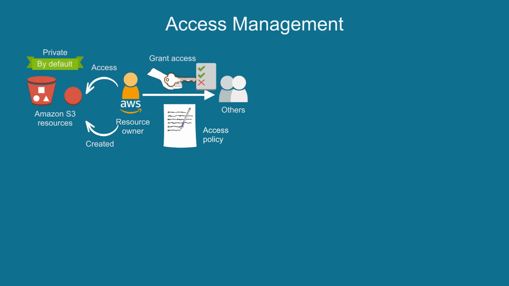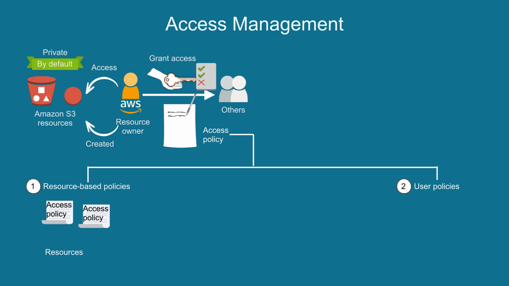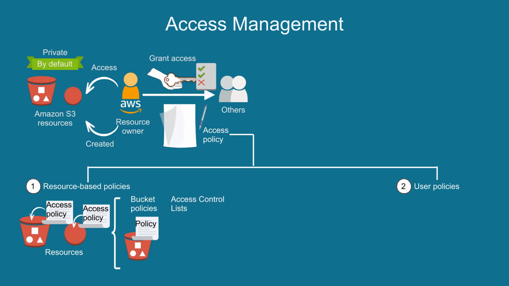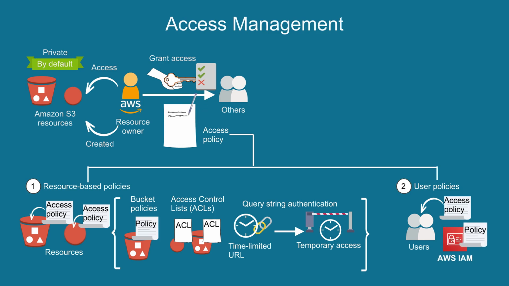Amazon S3 offers access policy options that can be broadly categorized as resource-based policies and user policies. Resource-based policies are access policies that you attach to your resources, such as buckets and objects. Bucket policies and access control lists, ACLs, are resource-based policies. You can also authenticate certain types of data access using query string authentication to grant temporary access to others with time-limited URLs. User policies are access policies that you attach to users. Access can be granted to users using AWS IAM policies.